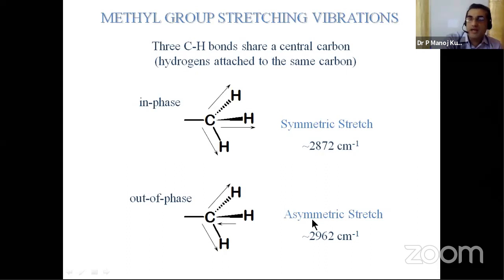Always keep in mind, asymmetric stretching, irrespective of the type of group, will always occur at a higher wave number. Whether it is an amino group or a C=O group, any group you consider, the fundamental band of asymmetric stretching occurs at a higher wave number than that of the symmetrical stretch. So here, asymmetrical stretch is 2962 and symmetrical stretch is 2872, which is lesser. This is a usual group we come across in most organic compounds, which is why I put it on the first slide.